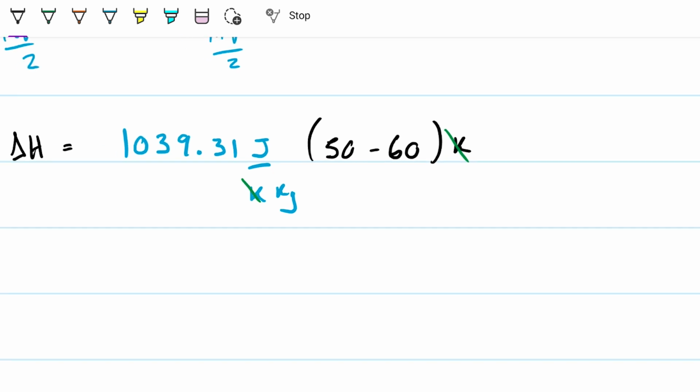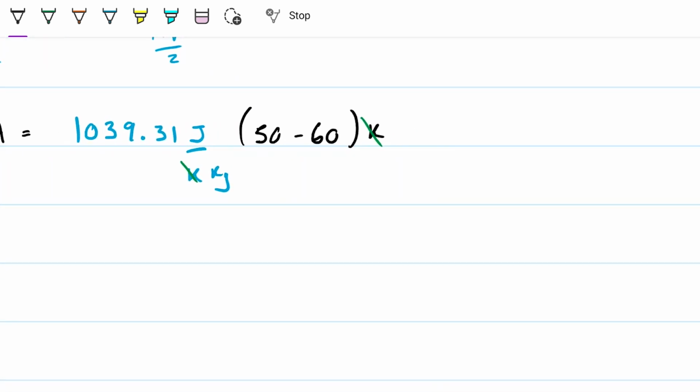4.44. So let me do it one step at a time. Okay, so that's just going to be 10, right? That's going to be 10. So that's going to be 3, 9, and then 3.1, right? That's going to be joules per kilogram.